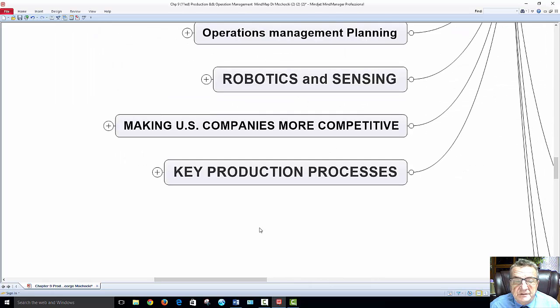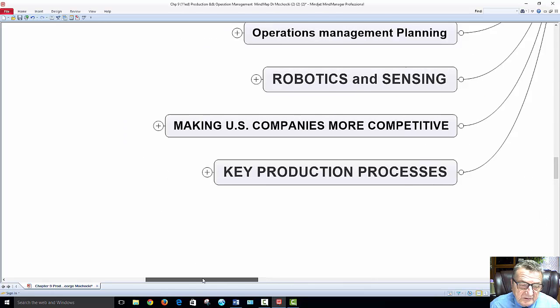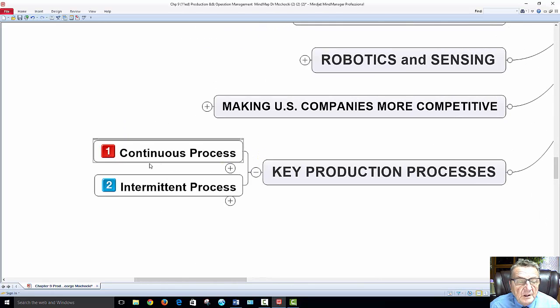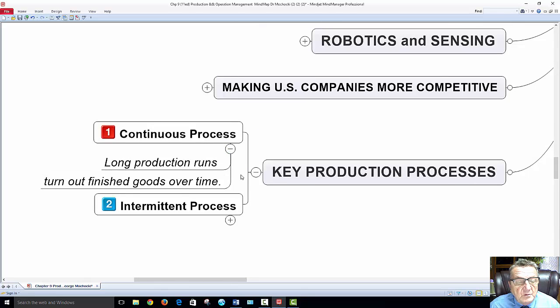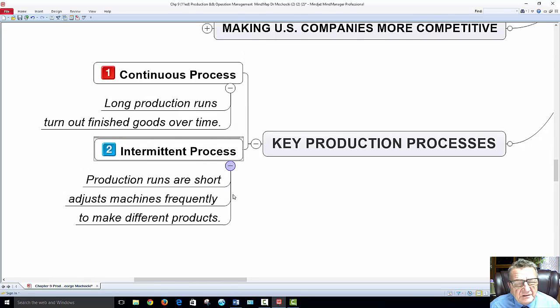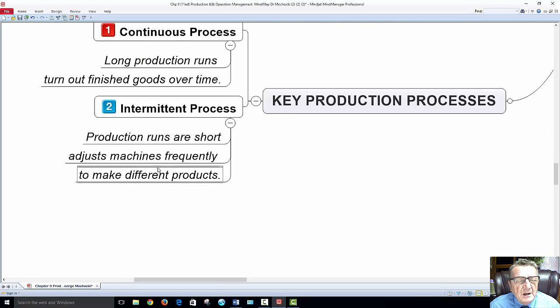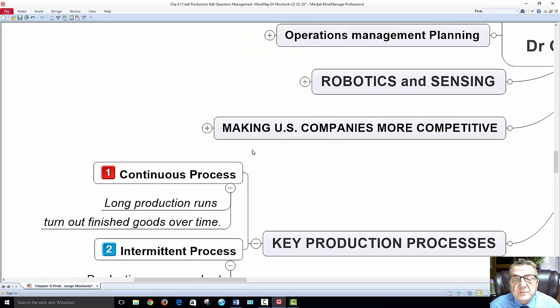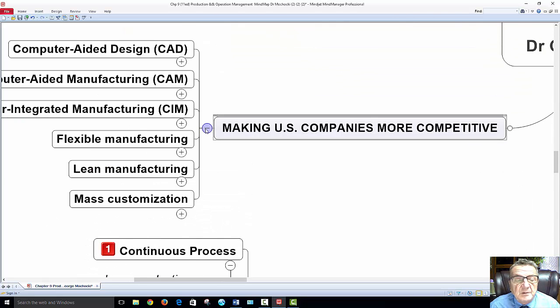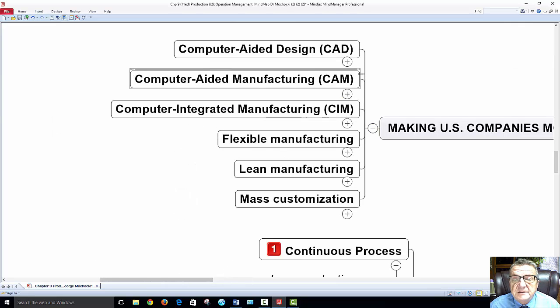Okay, so now let's go on the other side. Now, key production processes. We have a lot here, so we're still doing continuous process, long-run production, turns out finished. Remember, we discussed all that. I'm just going to go real quickly. Production runs are short, intermediate, and most of them adjust machines frequently to make different products. So customization on that one, making U.S. companies more competitive. And again, I'm not going to go into detail on this.